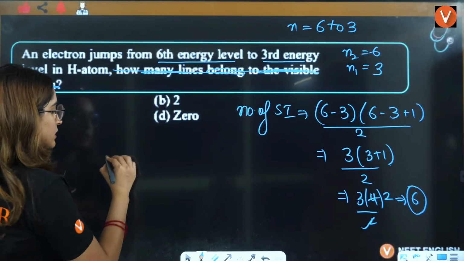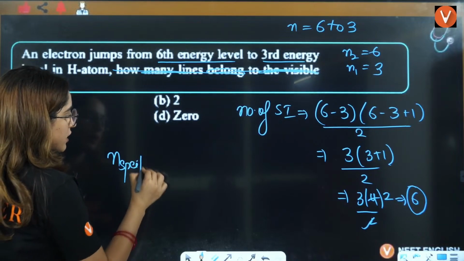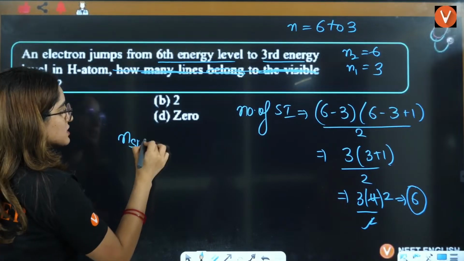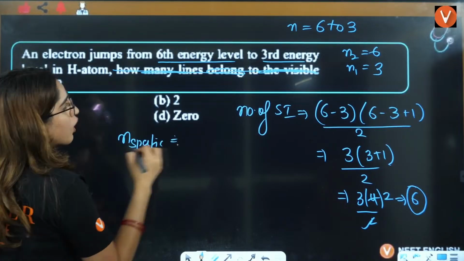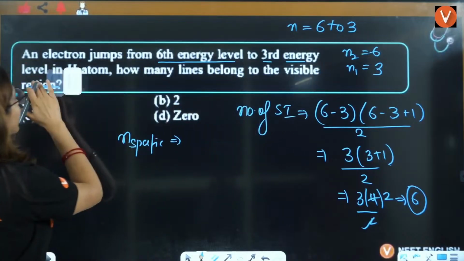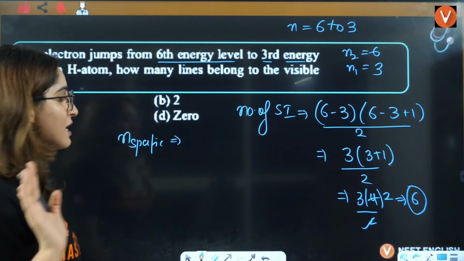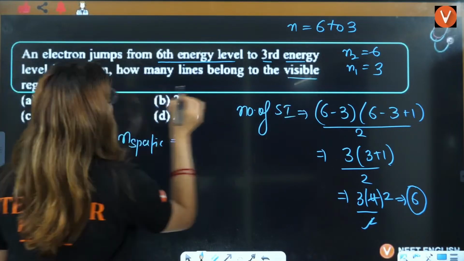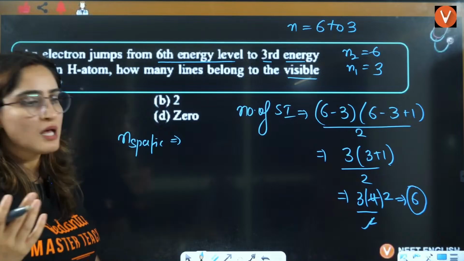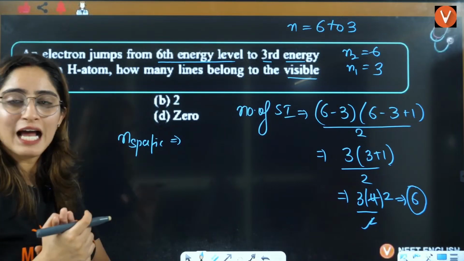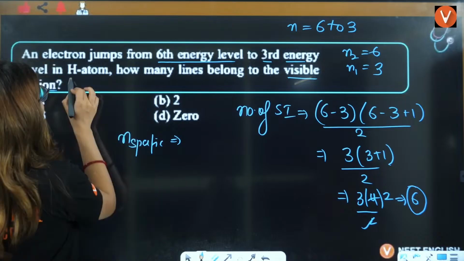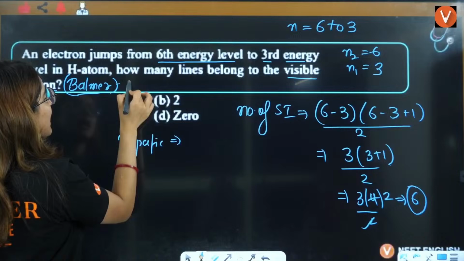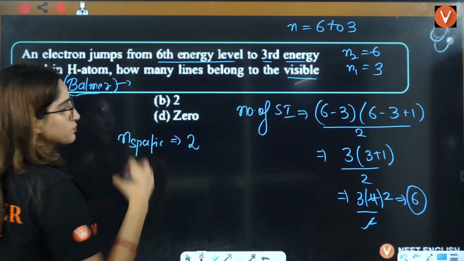Now, let's see the number of specific lines. What is the specific orbit that lies in the visible region? Now they have not asked you the number of lines, they are saying specific. Specific is visible. What is visible, guys? Lyman lies in UV, so they are talking about the Balmer region. Balmer region is nothing but n specific will be 2.